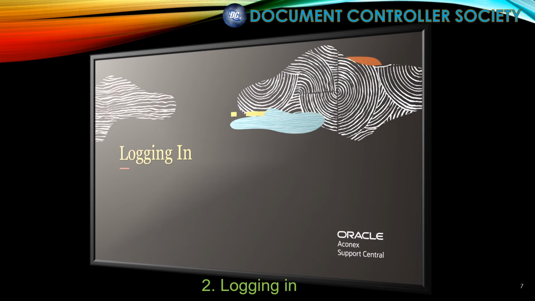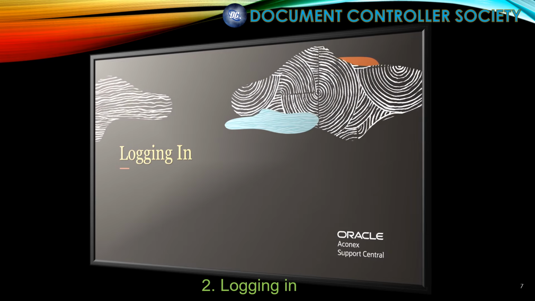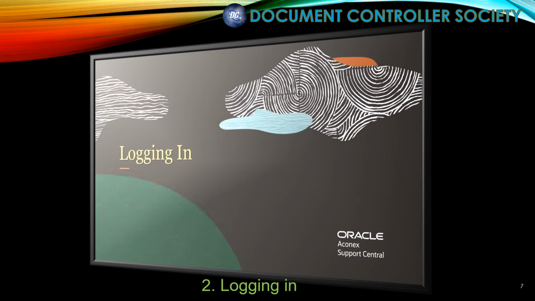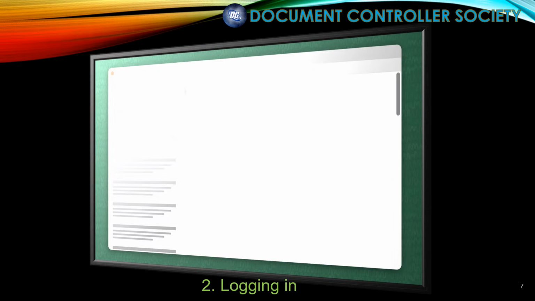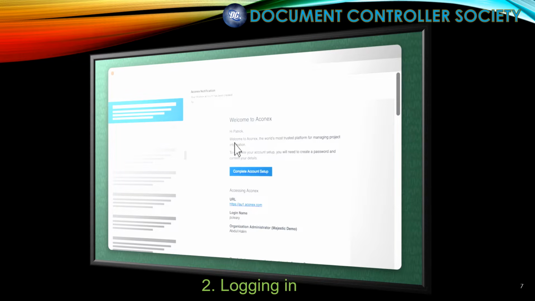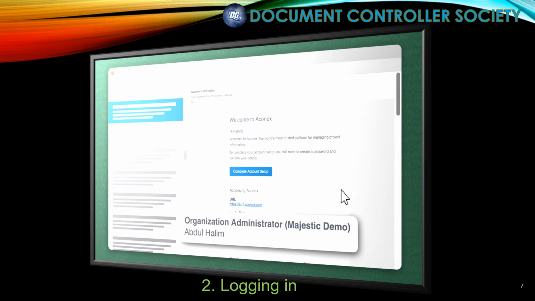There's a few things you need to know in order to log into ACONEX using your project location, which we're going to cover in this video. To start off, I want to draw your attention to an email you should have received. It looks like this. This email is very important because it contains your login name and your organization administrator's name. We often call that person the org admin.